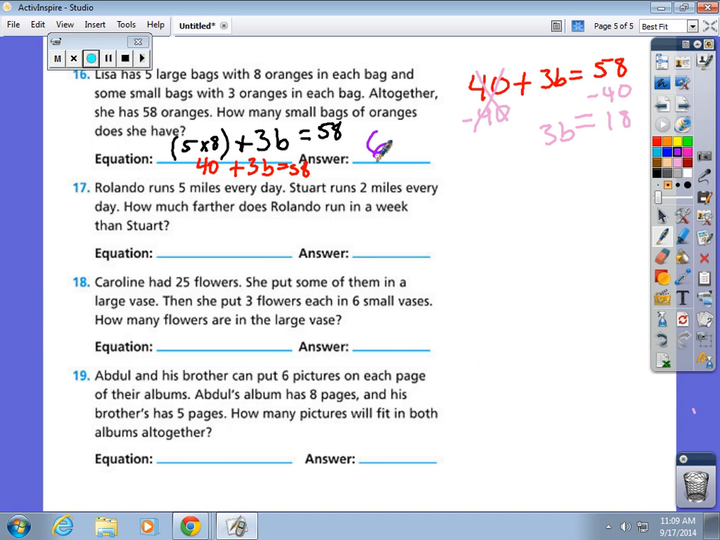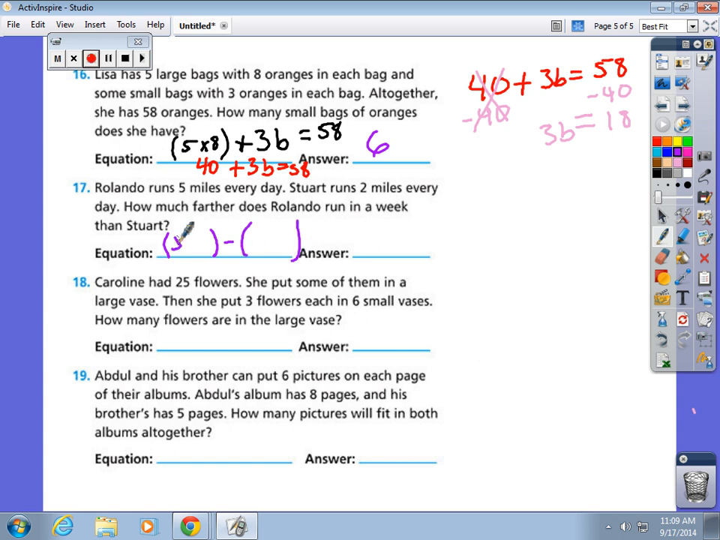Alright, welcome back. Rolando runs 5 miles every day. Stuart runs 2 miles every day. How much farther does Rolando run in a week than Stuart? Well, Rolando is going to get in a group. How much farther? So we're not going to add, we're going to subtract. We're going to subtract Stuart from Rolando.